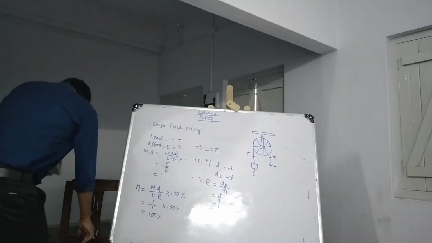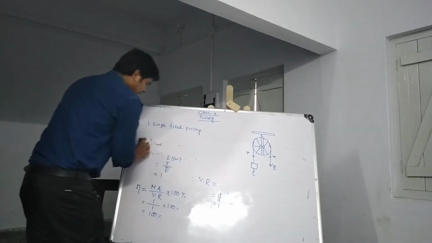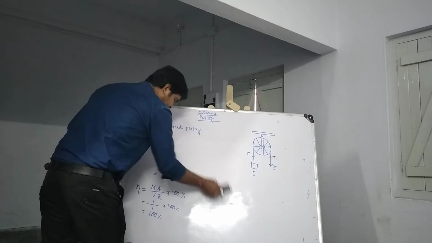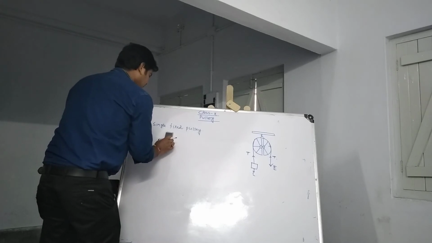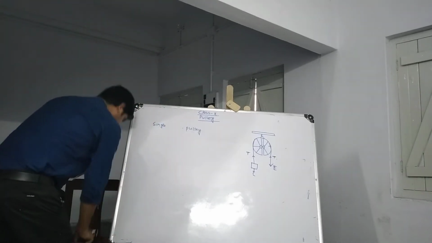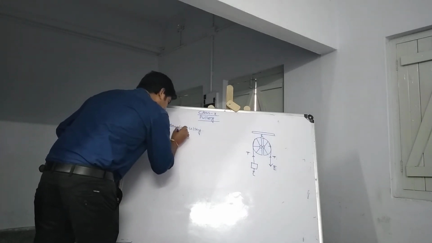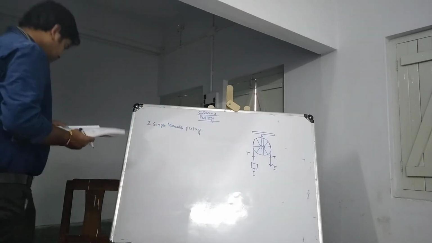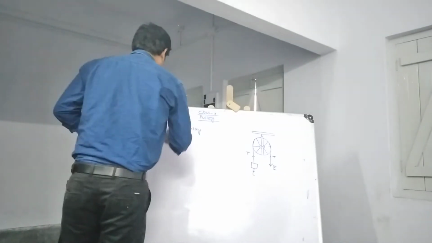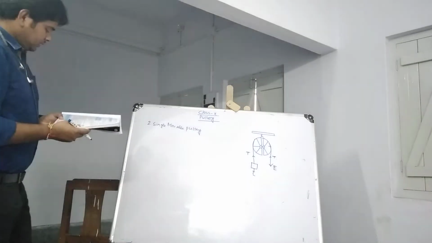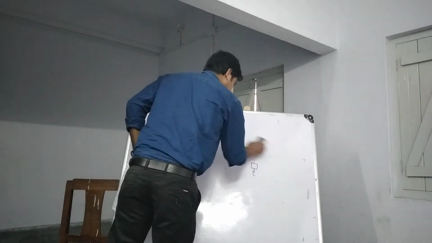Now, the single movable pulley. Here, the axis of rotation is not fixed. It will be moving. So we will discuss the single movable pulley. A pulley whose axis of rotation is movable is called a single movable pulley.